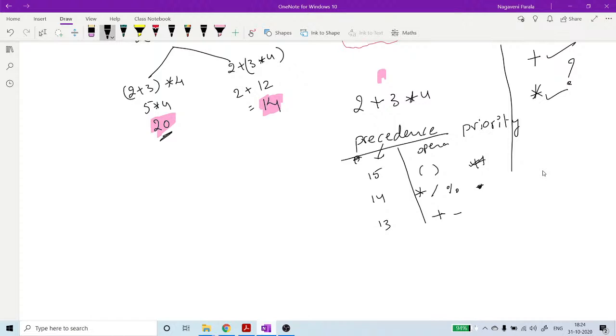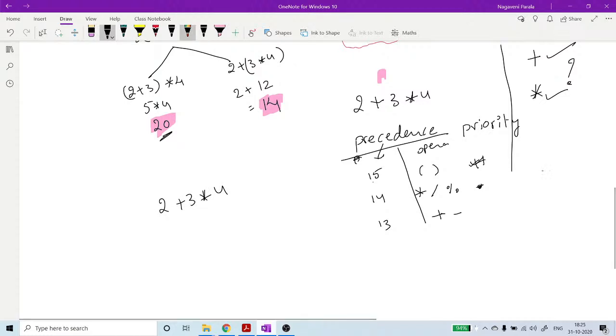Suppose parenthesis is involved, multiplication, division, modulo is also there, and plus is also there in my expression. Which should be executed first? Parenthesis should be executed first, then multiplication, division, modulo, then addition should be performed. Understood? So the high priority one is parenthesis. So when I have given 2 plus 3 star 4, now the question is clear, right?